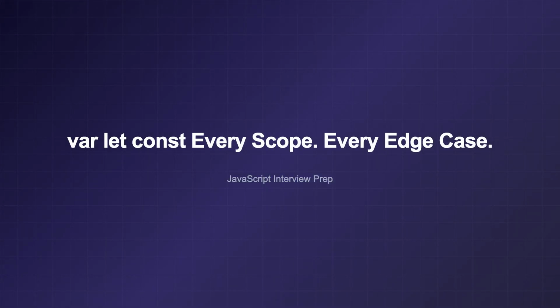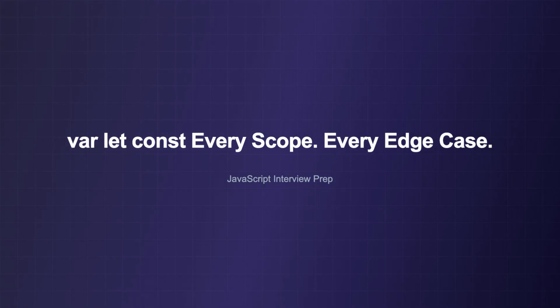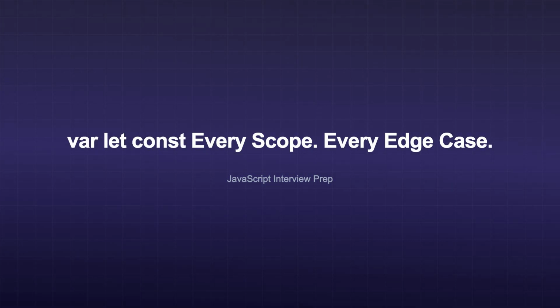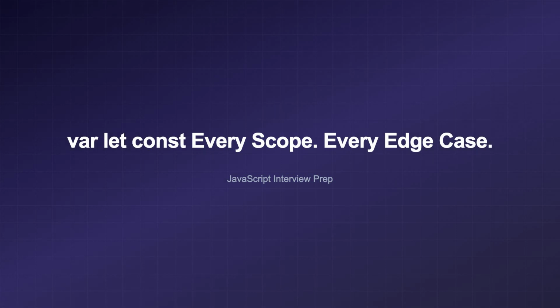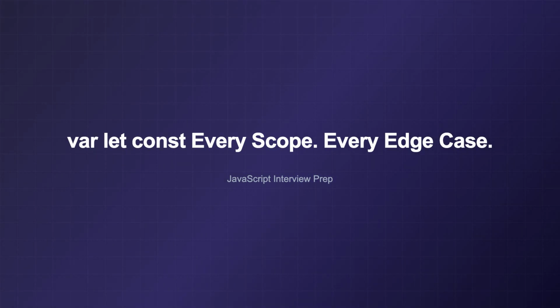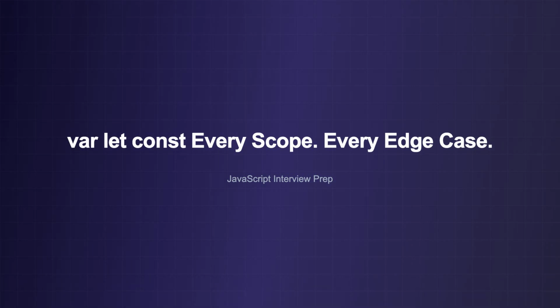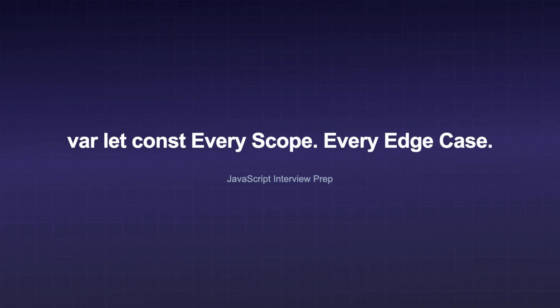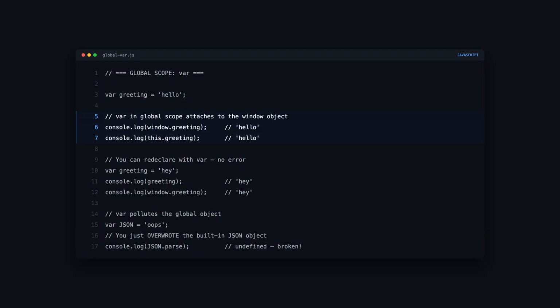Today we're doing the deepest dive into var, let, and const that you'll find anywhere. 3 keywords, but their behavior changes completely depending on where you use them. We're going scope by scope: global scope, function scope, every type of block scope, hoisting, the temporal dead zone, redeclaration rules, and edge cases that trip up even senior developers. No fluff. Let's go. Let's start with global scope.